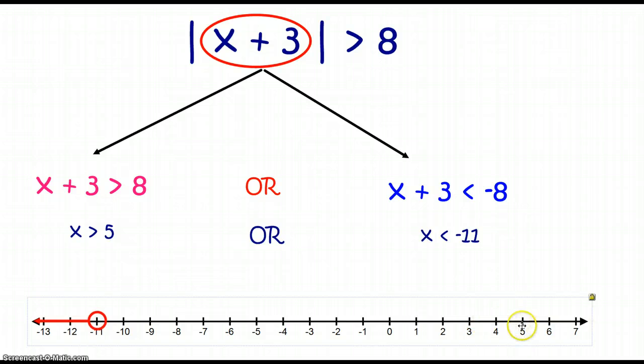So if we look at our endpoints, we use open circles because it's greater than, not including the or equal to. And again, we end up with an or statement. It has to be more than 8.